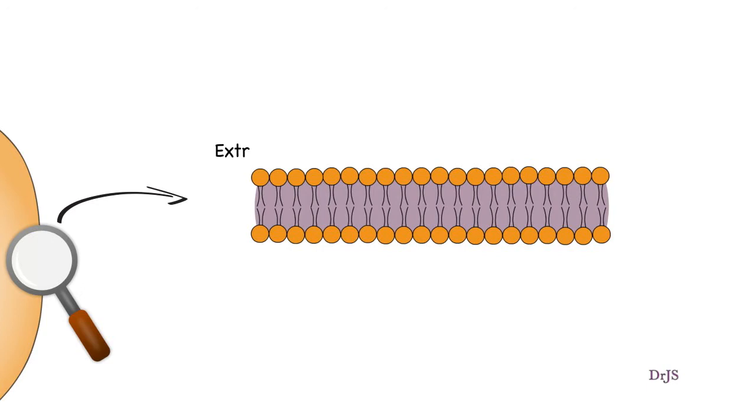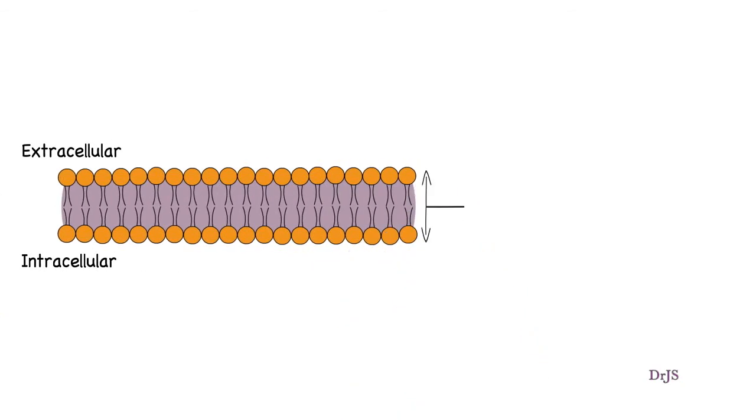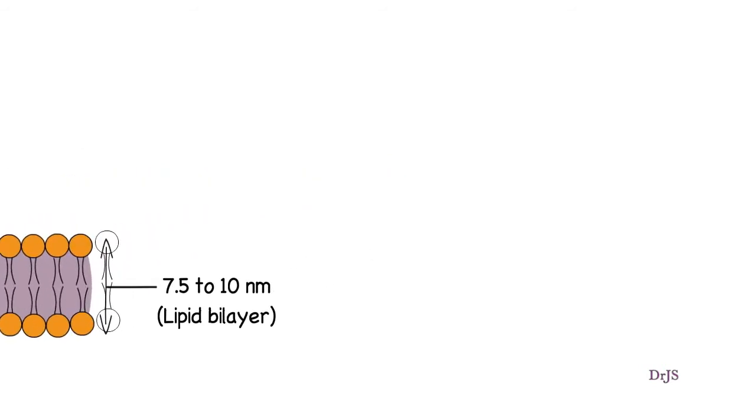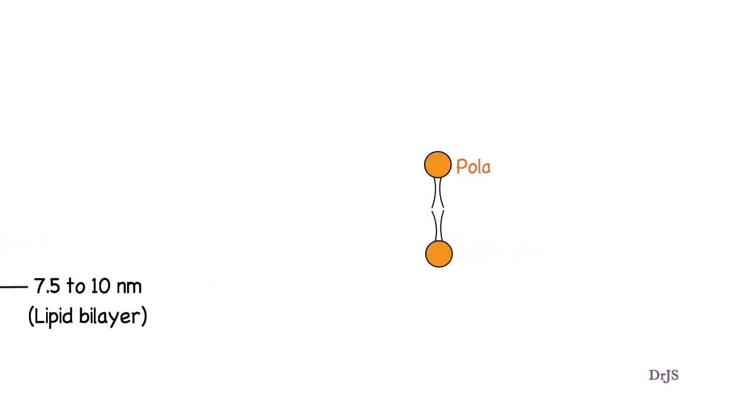The cell membrane, or plasma membrane, which envelopes the cell, is a thin, pliable, elastic structure which is only 7.5 to 10 nanometer thick lipid bilayer. The polar head group is hydrophilic, and the hydrophobic tail end is made up of fatty acids.